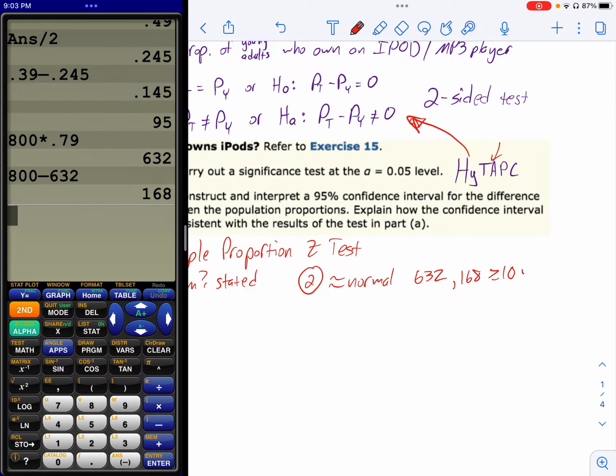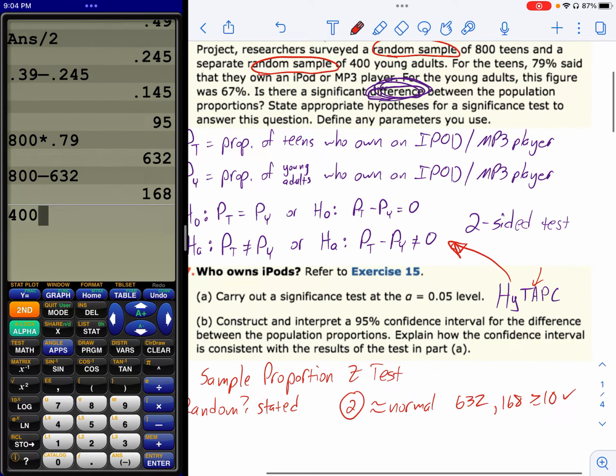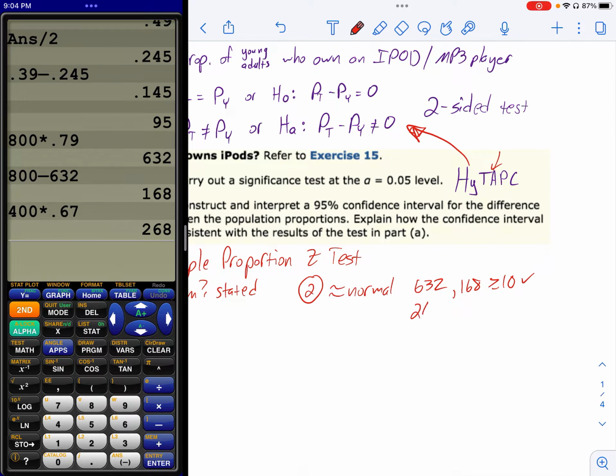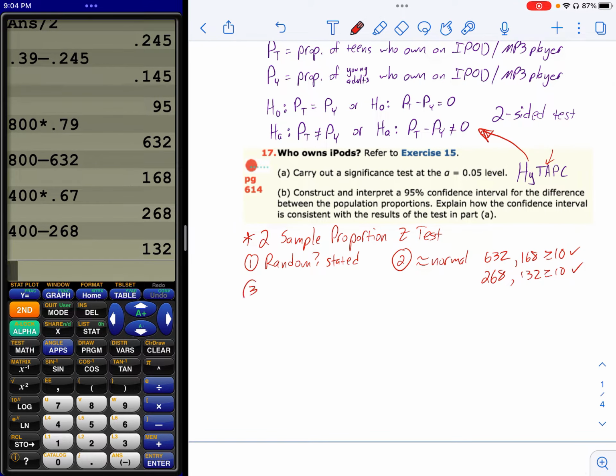So those are both greater than 10, but also do the same thing for the young adults. That sample size was less, that was 400 right here. And in that sample, if you keep reading for young adults, 67% was their proportion. So 268 had an iPod. Those were the successes. 400 minus 268 is the kids that don't. So both of those are good. So it's approximately normal. And number 3, is it independent?